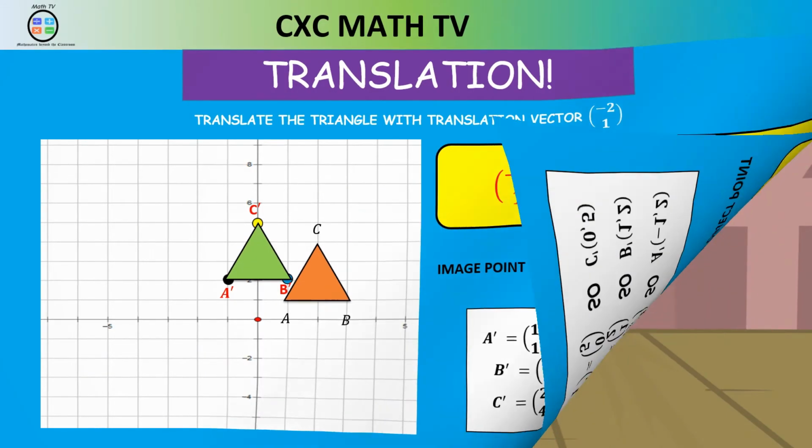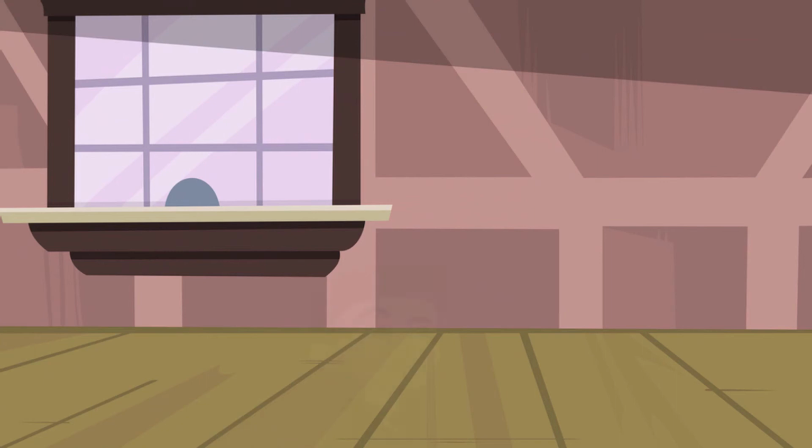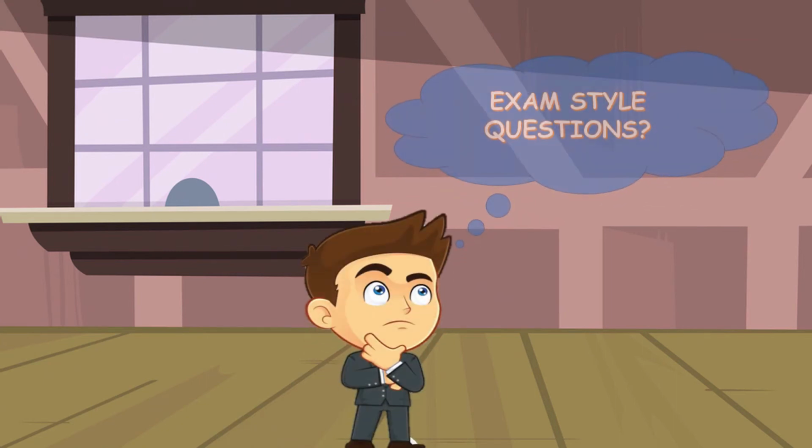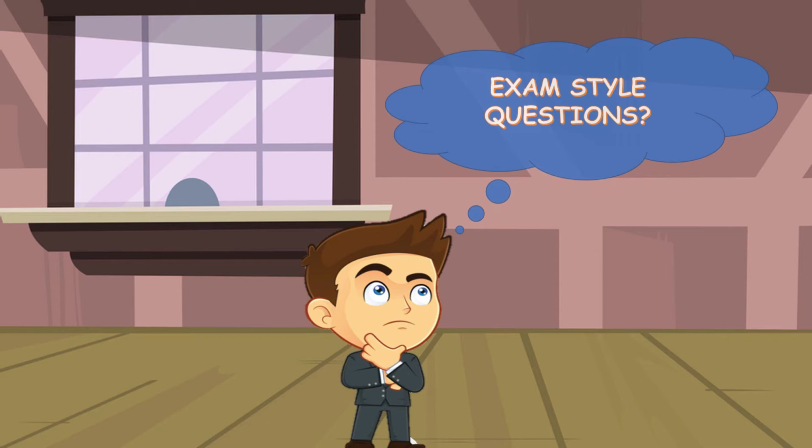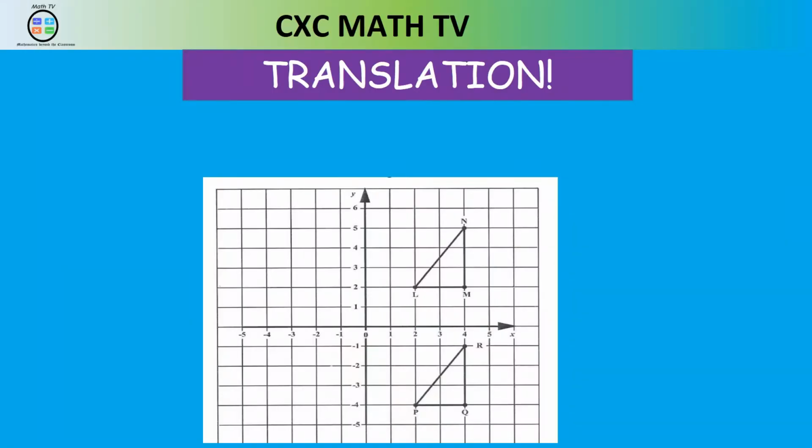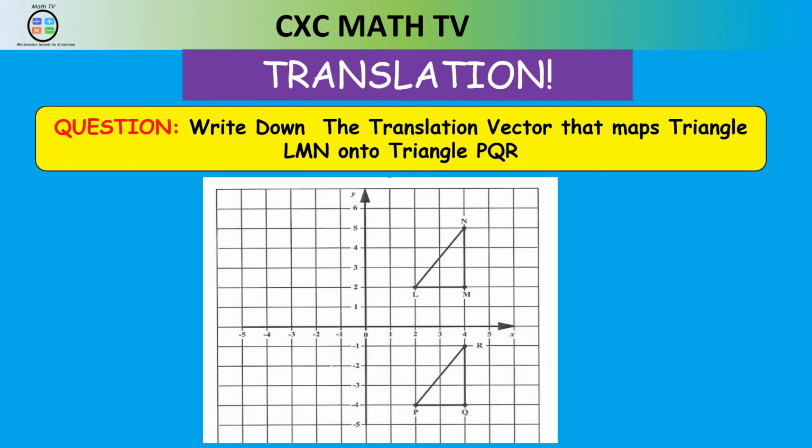So of course, what about doing some exam style questions? Is it really going to be that easy? Let's go ahead and see. So here's a typical exam question that they can ask you. Write down the translation vector that maps triangle LMN onto triangle PQR. You may go ahead, pause the video and attempt.